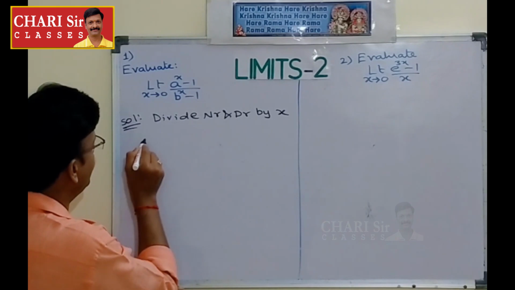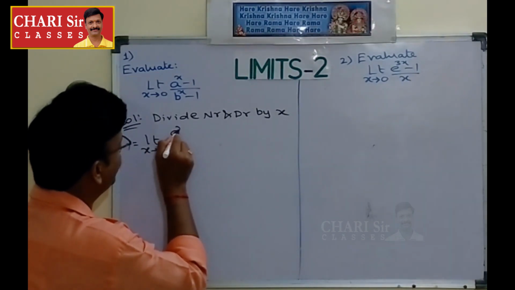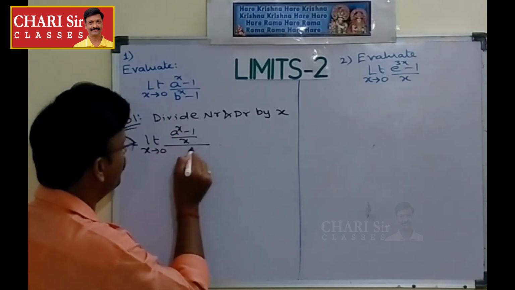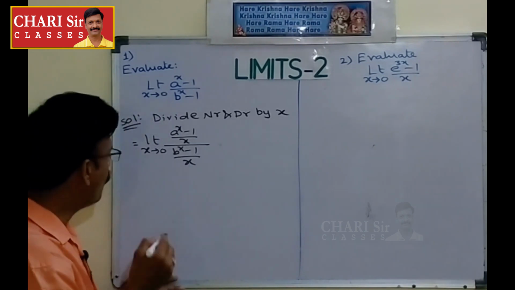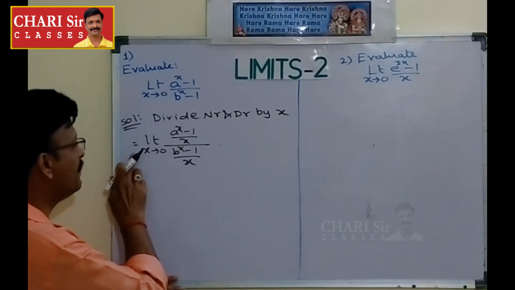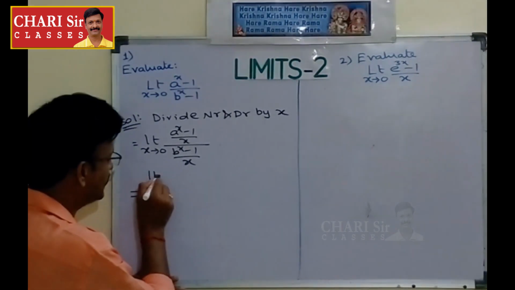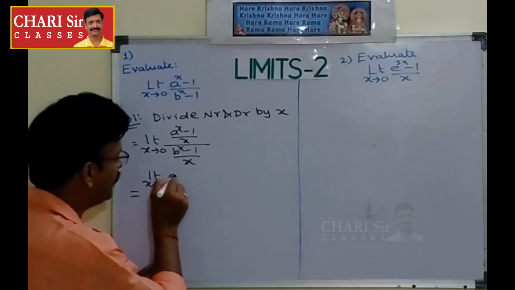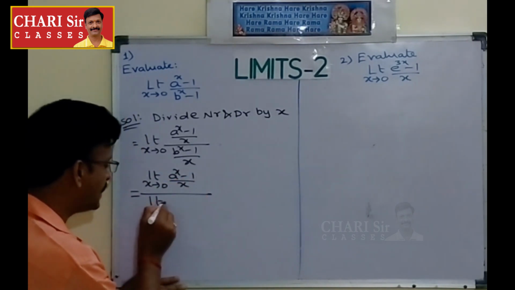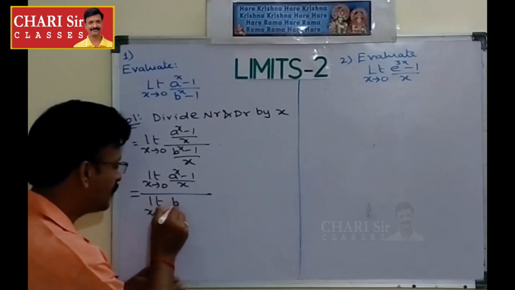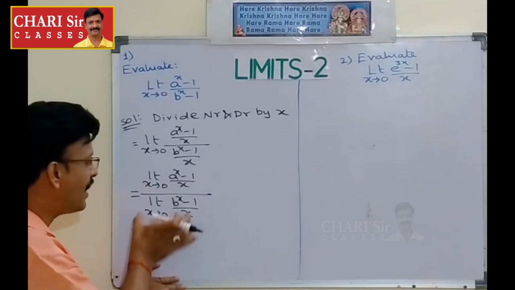Now I can write it as limit x tends to 0 (a to the power of x minus 1) by x, divided by (b to the power of x minus 1) by x. In the next step, we write the limit for the numerator and denominator separately. That is limit x tends to 0 (a to the power of x minus 1) by x, divided by limit x tends to 0 (b to the power of x minus 1) by x. Now these two are in the standard form.